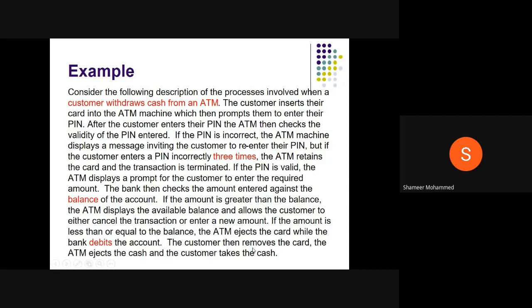After that, ATM will eject the card. It will decrease your amount in your bank account. Customer will take the card, take the cash, go home. Can you draw for this one?